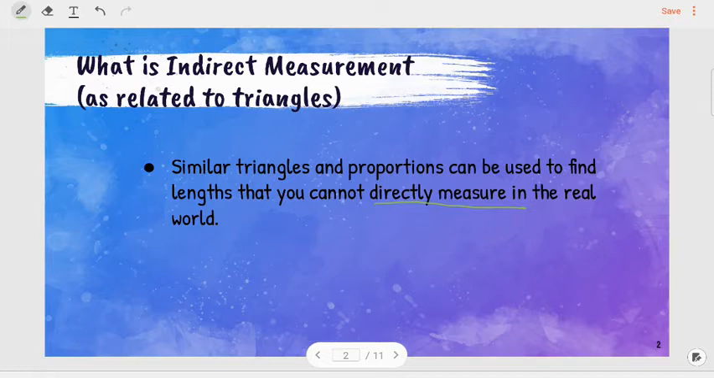And we can use similar triangles and proportions, which we talked about in our last lesson, to find the lengths of these items. So let me give you a pretend scenario. In my backyard, there is a tree. And this tree, I'm always afraid, is going to blow over in the wind and crush my house. But the tree is so tall that I can't physically measure it. I don't have a tape measure long enough, and I can't even climb the tree to get to the very top branch to see how tall this tree is.